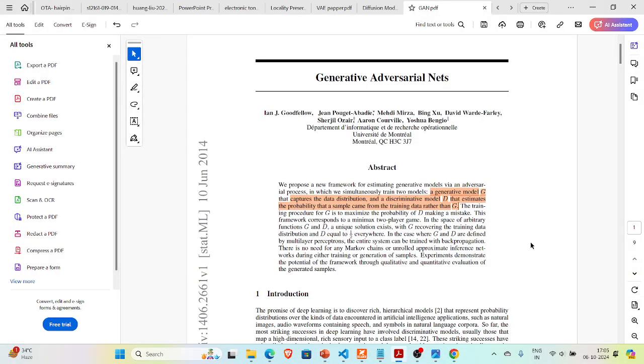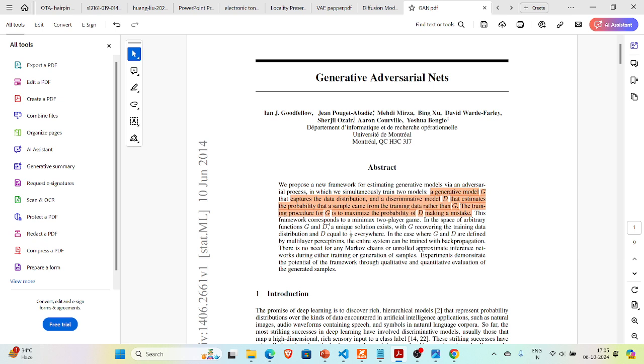The training procedure for G is to maximize the probability of D making a mistake. You understand this, right? We're trying to train the model G so as to maximize the probability of D making a mistake. What this means is we are trying to produce such a perfect image from G that D cannot tell whether it comes from the true data distribution or from the fake generative model G. So that is the idea.